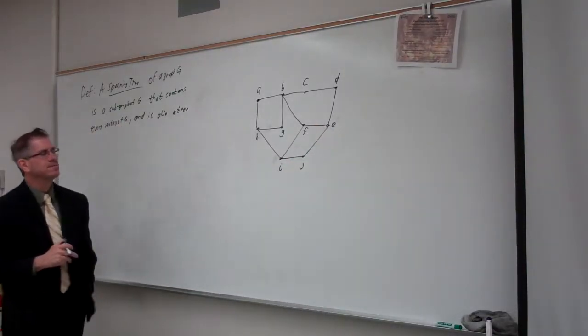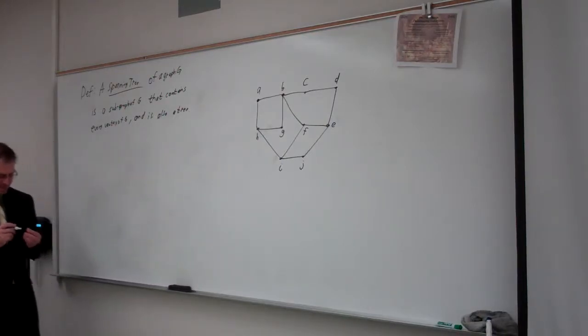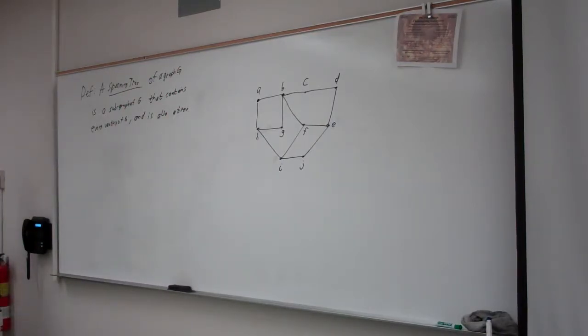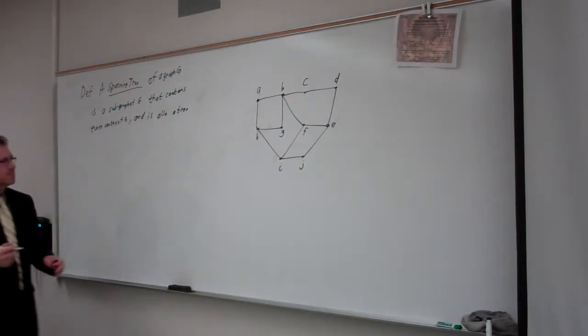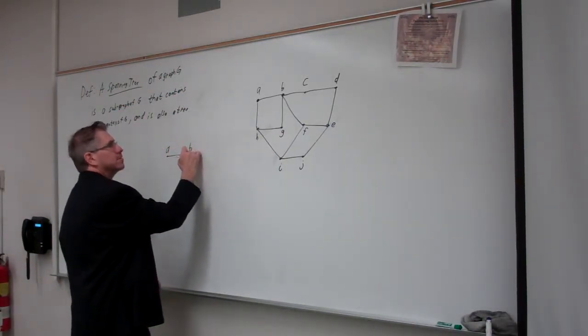Well, so there's a graph. It's definitely not a tree. I want a subgraph containing all the vertices that's also a tree. I can find that basically by carefully removing edges such that I don't leave any vertices hanging. So let me redraw this so we can hack it up.